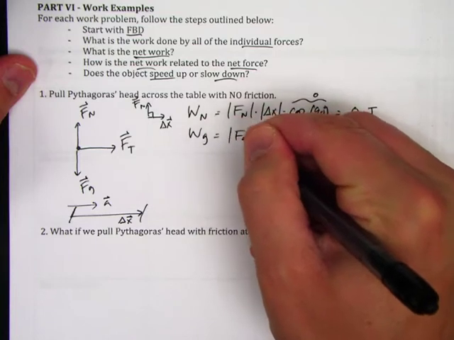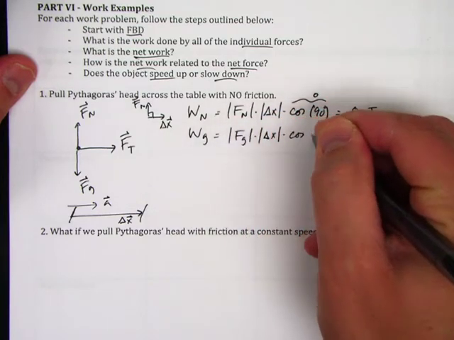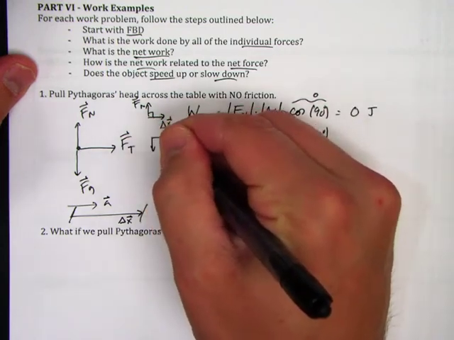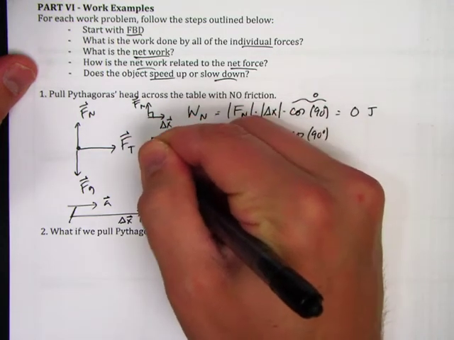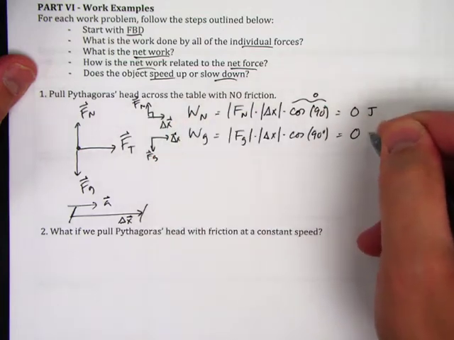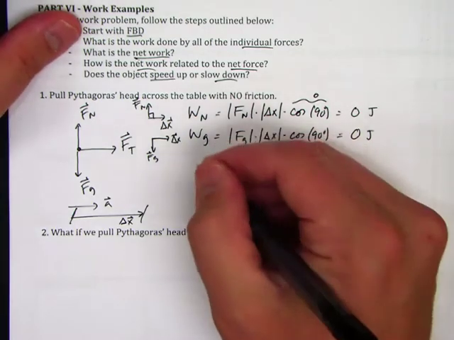Now let's look at gravity. The work done by gravity will be the force of gravity times the displacement times the cosine of the angle in between, and that's also 90 degrees, delta x and Fg. So again, gravity in this case is doing no work on Pythagoras' head. It's not causing it to slow down or speed up at all based upon the direction in which it's acting.